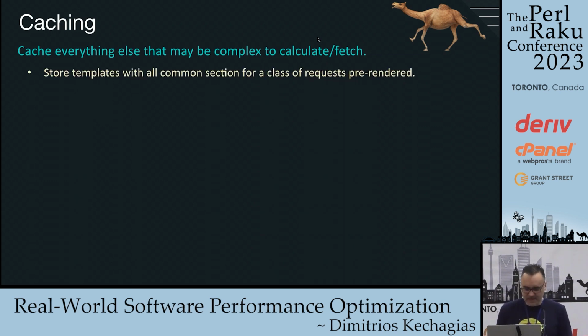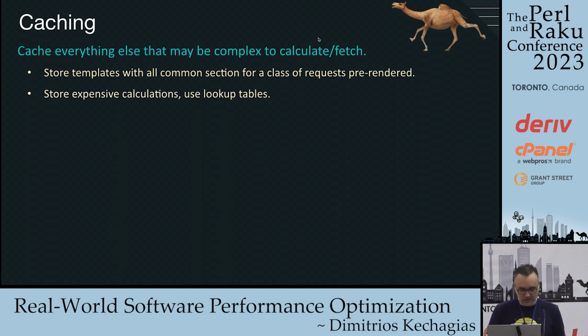You just cache everything else that is complex to calculate. An example is templates. If you have logged in users and non-logged in users, you can pre-render parts of the templates that are common for the class of users you are serving. You store expensive calculations in memory and use lookup tables.